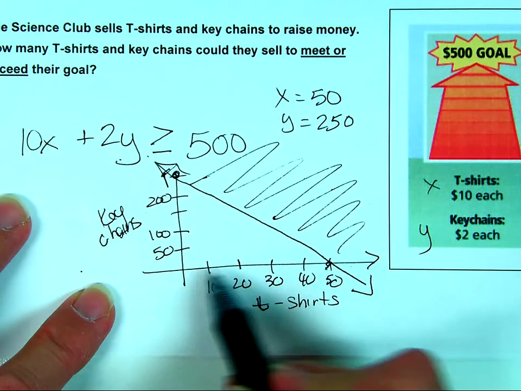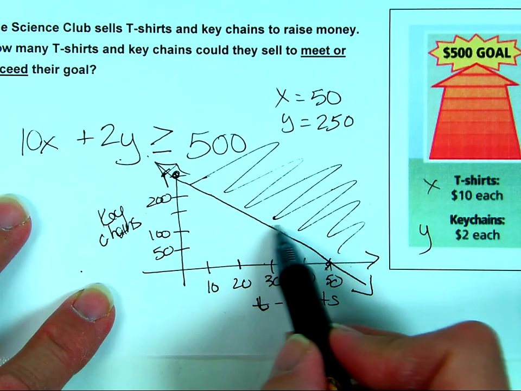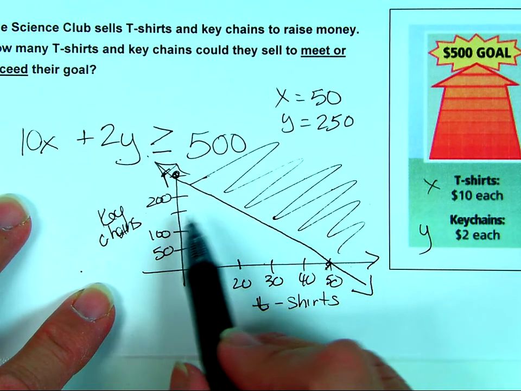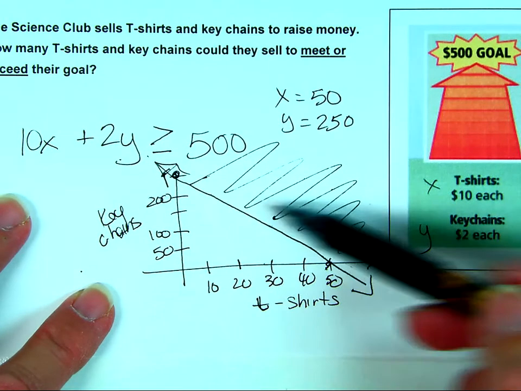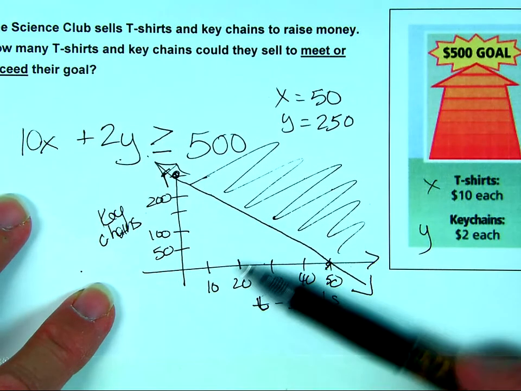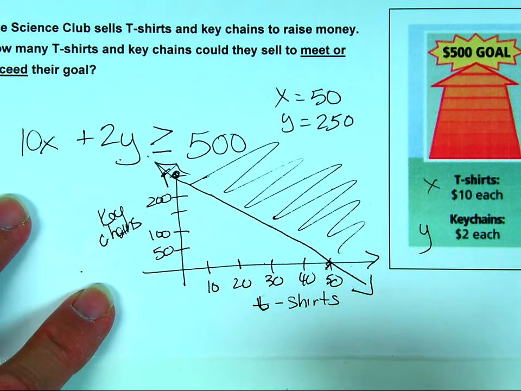So if I went over here to 30, I could sell 30 t-shirts, and then I don't know exactly, but if you had it graphed, you could tell more exactly because I just made this up. But this would tell me that anything in here, if I sold 20 t-shirts and 50 keychains, I'm not making my money. So it's just a graphical image of that. You might have some problems that you need to do like that too.